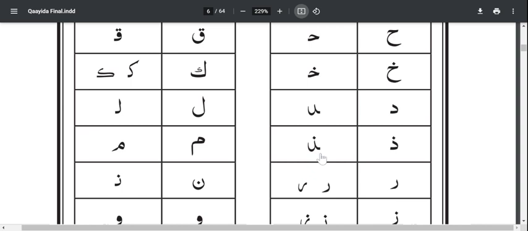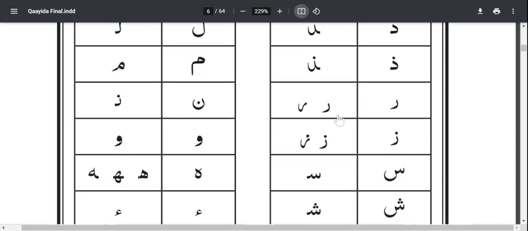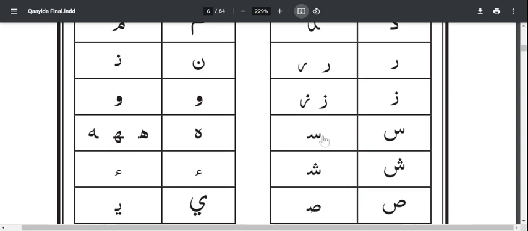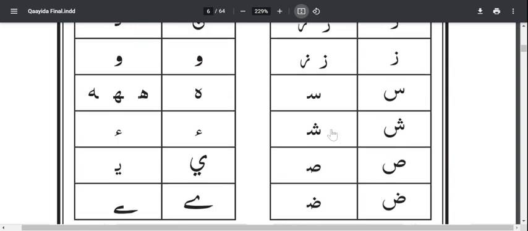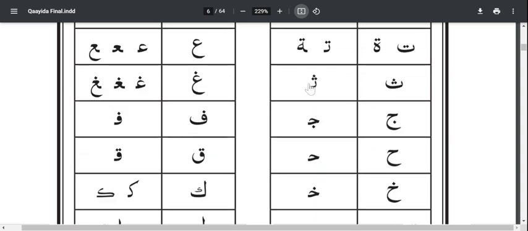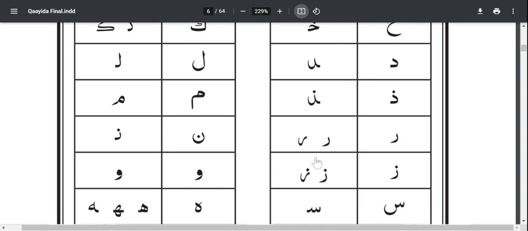Dal, dal, ra. These are just different fonts. When you look at the Quran, some Qurans will have the ra in this form and in this form. Za, sin, sheen. The difference between sin and sheen is the three dots. Remember, sheen has three dots, and this is a sin, just one curve.